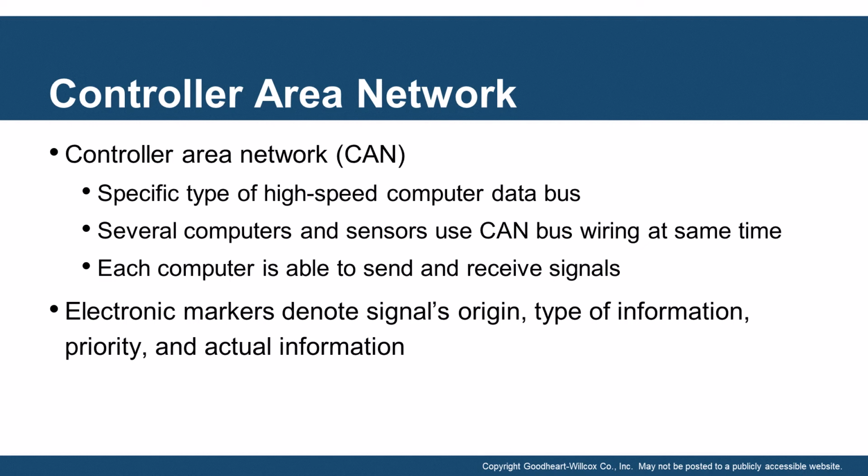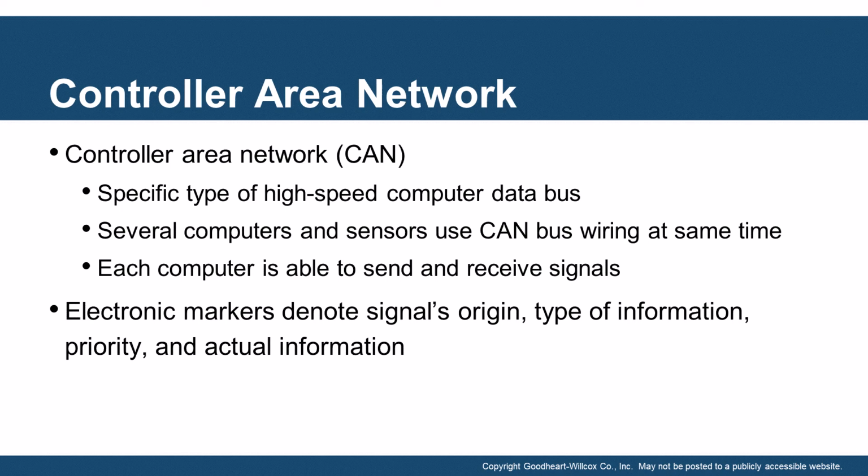They've definitely improved and increased the speeds, but CAN you'll still find on a lot of cars. Several computers and sensors can be used on the CAN bus at any given time, and each computer is able to send and receive information and is actually coupled to certain actuators and sensors. So therefore, information from a sensor that's on the front of the car can be transferred to something that's in the back of the car if it's a shared signal.